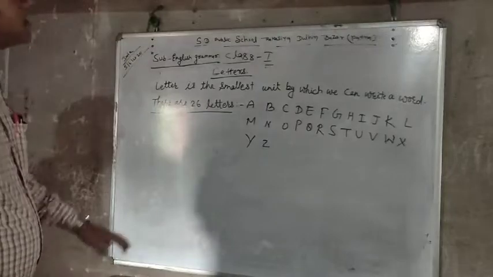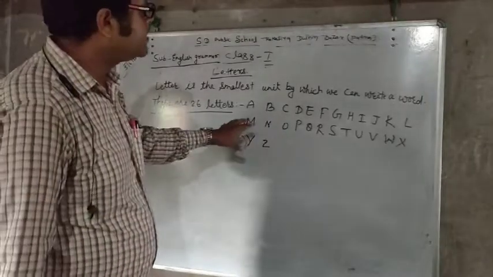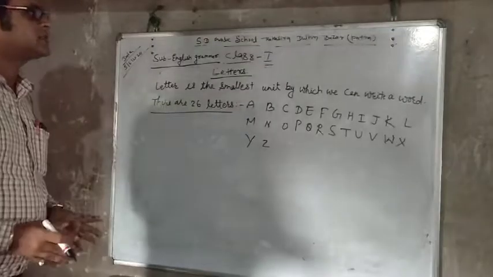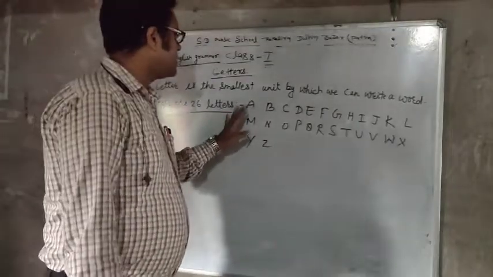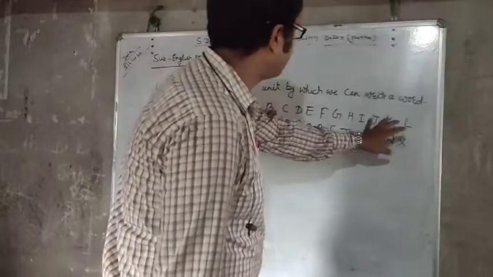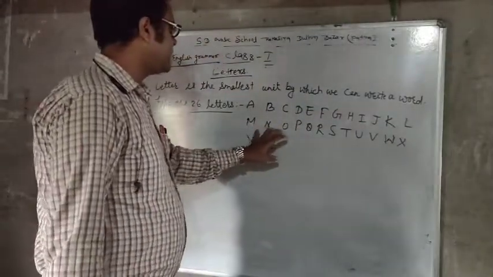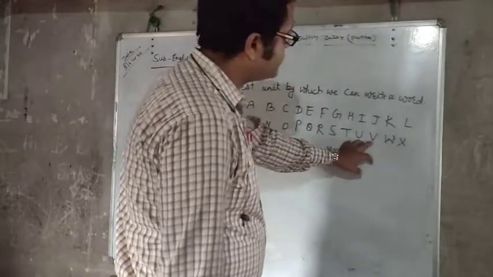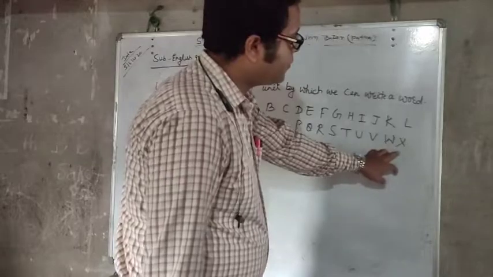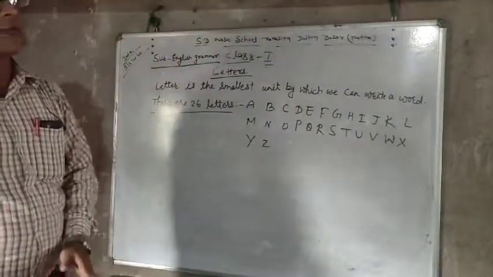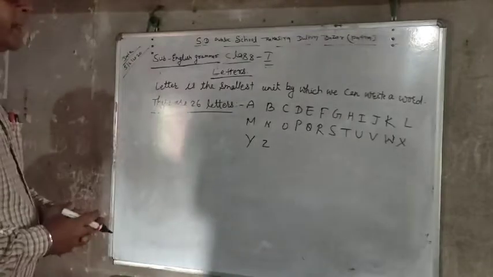If you count all these letters, you will get the number 26. Just count 1, 2, 3, 4, 5, 6, 7, 8, 9, 10, 11, 12, 13, 14, 15, 16, 17, 18, 19, 20, 21, 22, 23, 24, 25 and 26. So there are 26 letters.